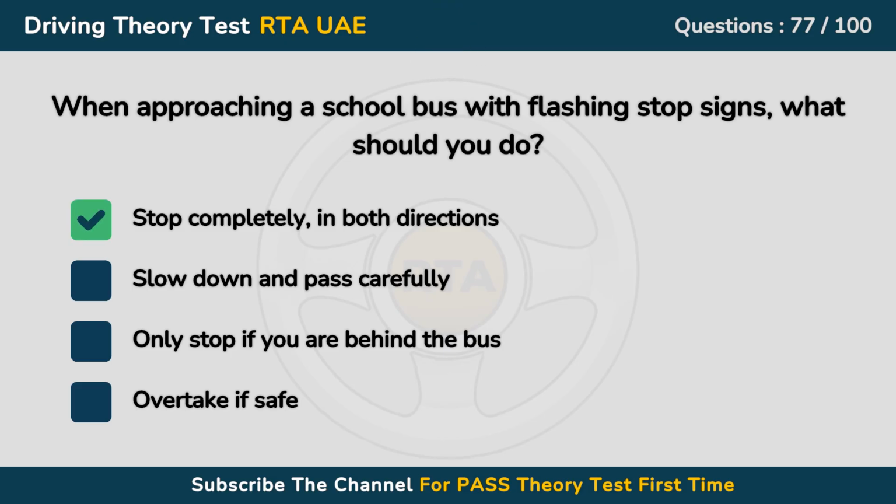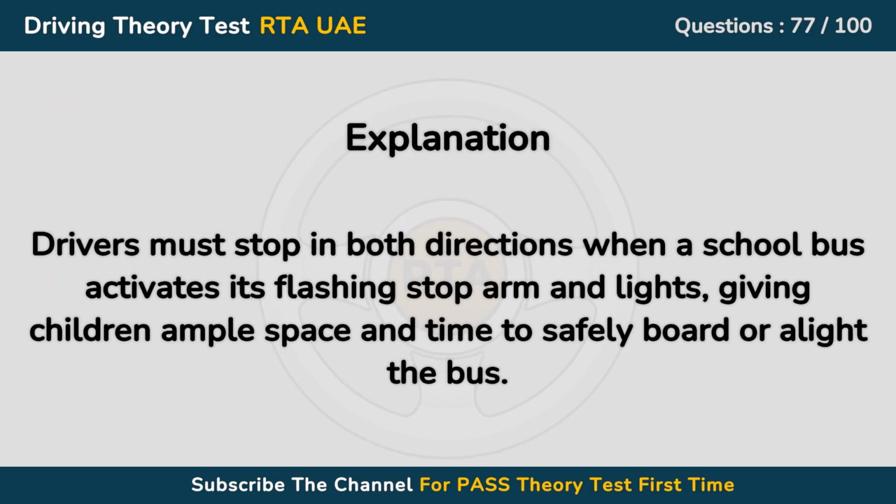Answer is A. Stop completely in both directions. Drivers must stop in both directions when a school bus activates its flashing stop arm and lights, giving children ample space and time to safely board or alight the bus.